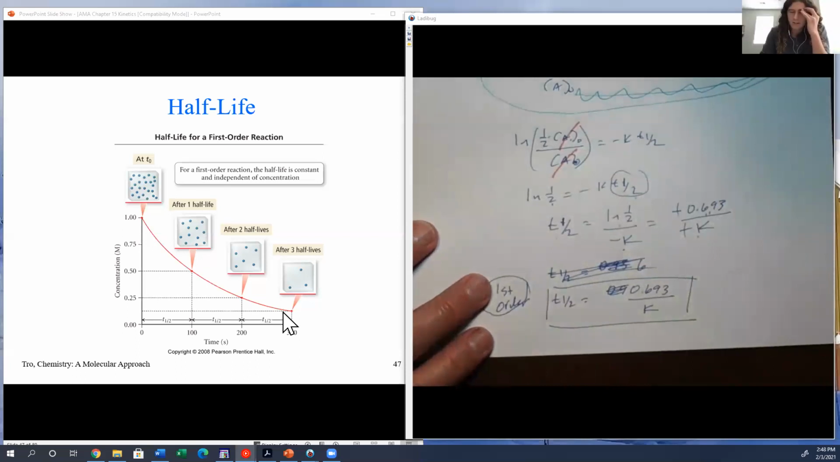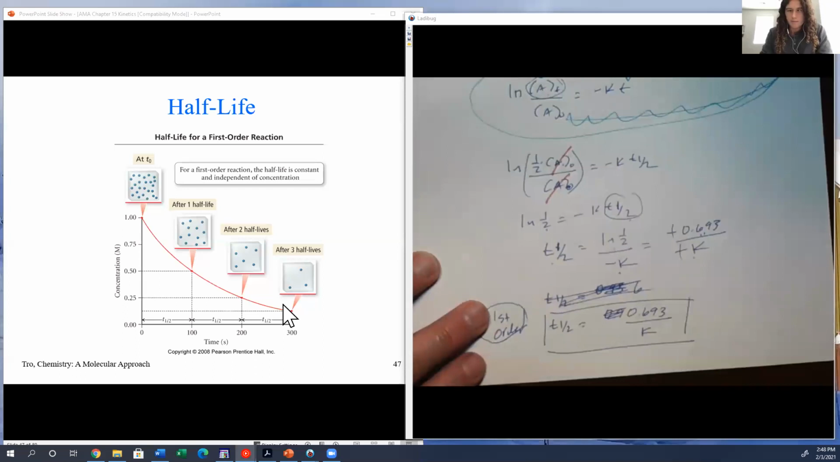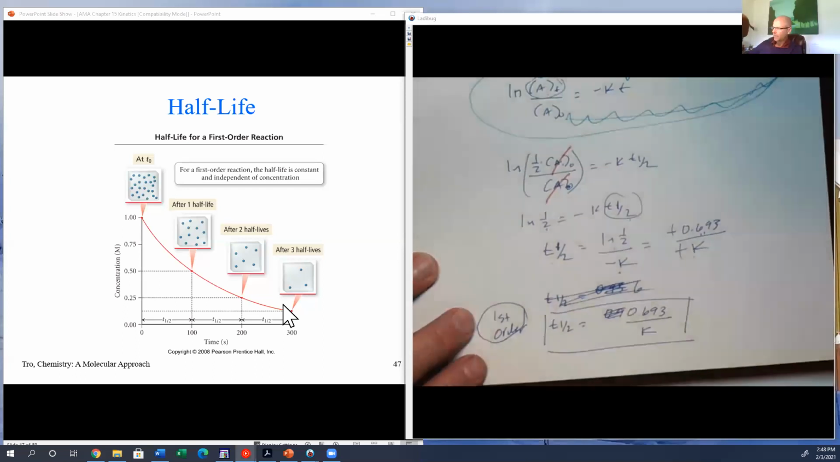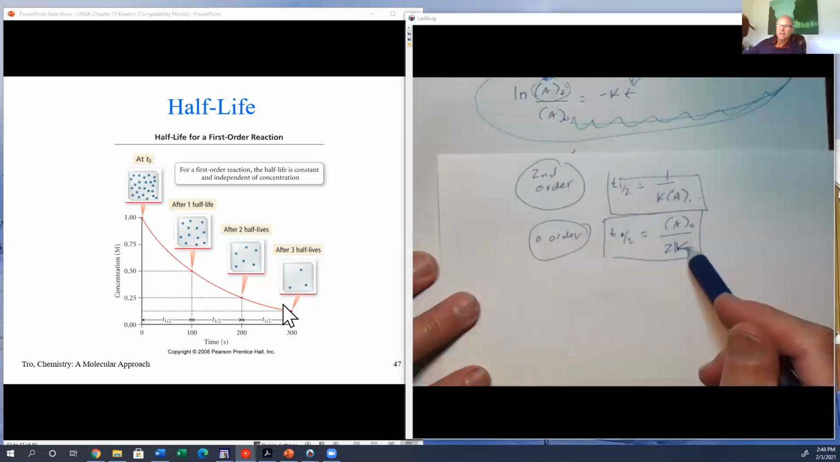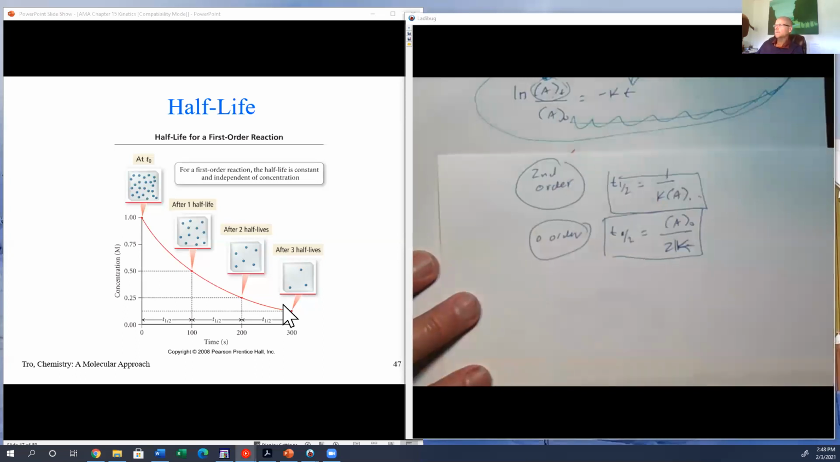Okay. So to simplify that, for first order, it's kind of a constant. Correct. And then for zero and second, you have to do it for each specific one. Correct. After every half-life, you'd have to plug back into these equations to get the next half-life. Good. All right.